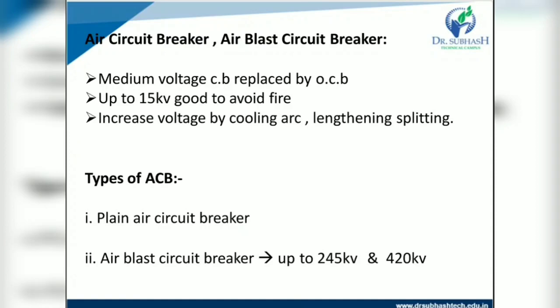Now the next topic is the air circuit breaker or air blast circuit breaker. The medium voltage circuit breaker replaced the OCB, oil circuit breaker, up to 15 kV, to avoid fire. To increase the voltage by cooling the arc and lengthening and splitting it, we use the air circuit breaker. The types of air circuit breaker are the plain air circuit breaker and the air blast circuit breaker. The rating of the air blast circuit breaker is up to 245 kV and up to 420 kV.